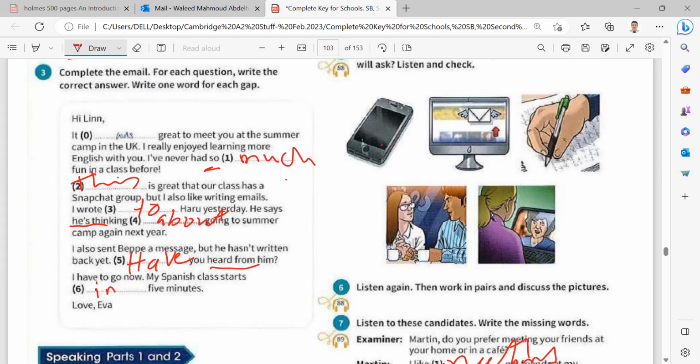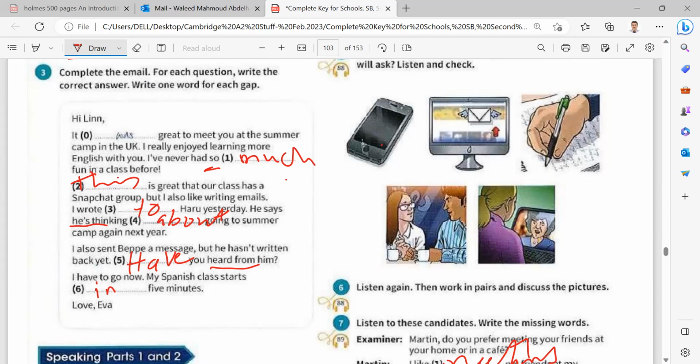What about sending emails? Do you like sending emails to your friends to keep in touch? No. I see email for work. Okay. You mean you send emails only for your work? Yes, I think email is more for business or for work.